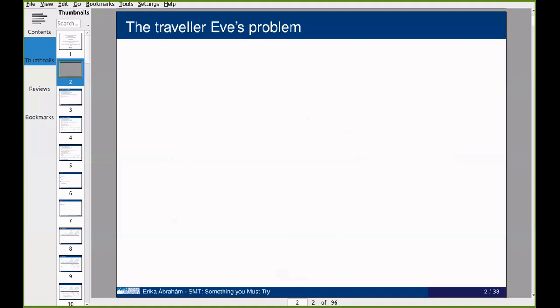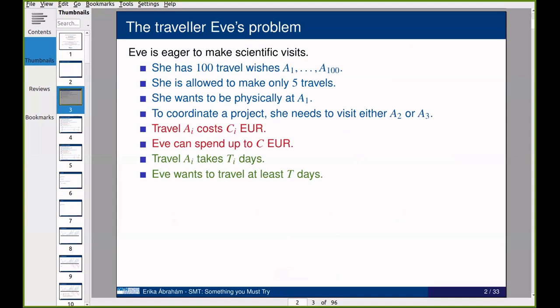What is it good for? I will try to show you a very simple example about Eve's traveling problem. We are all keen to travel. We are here to exchange and network, and we cannot have enough of it. So also Eve has a lot of travel wishes, say 100. But unfortunately, she is allowed to make only 5 travels. And she has some constraints, like she wants to be physically at A1, which might be IFM 2023.